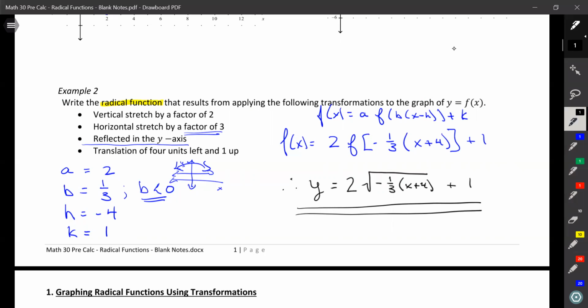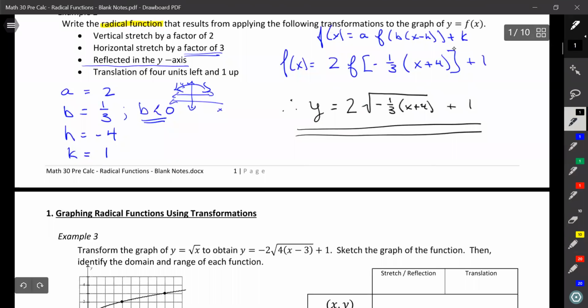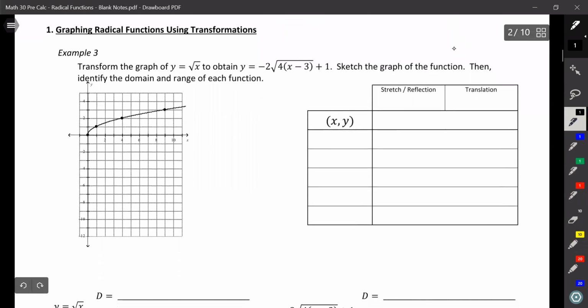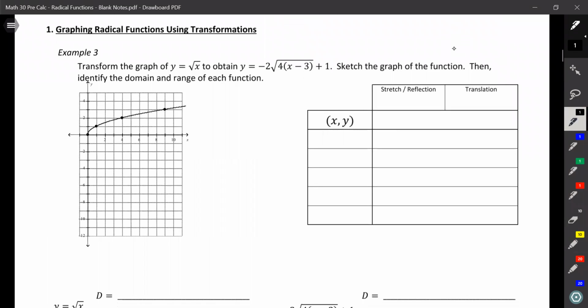Okay, so that's what we were asked there to do. And we're going to come back to that one in a second after we do some other stuff here. So graphing radical functions now. Now we're going to graph them using the transformations. We're not going to use a table of values.